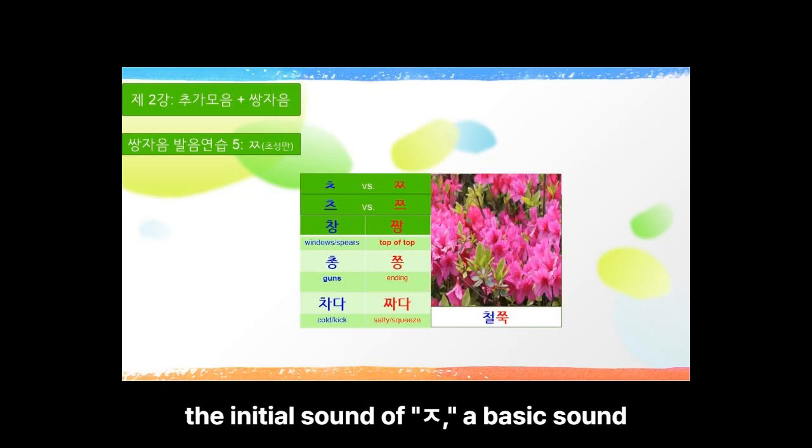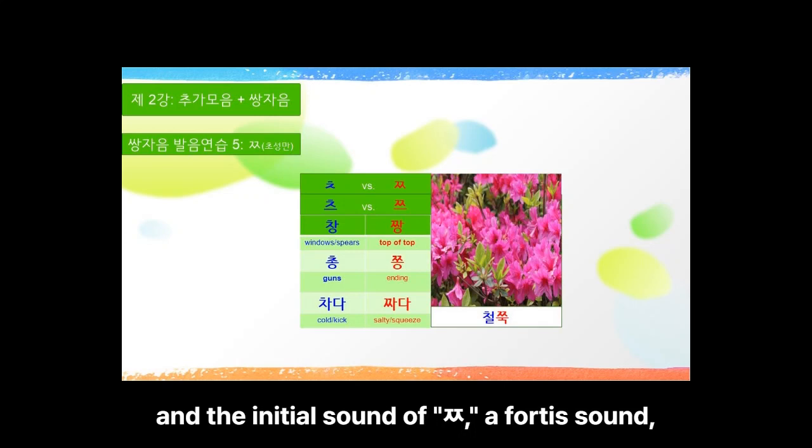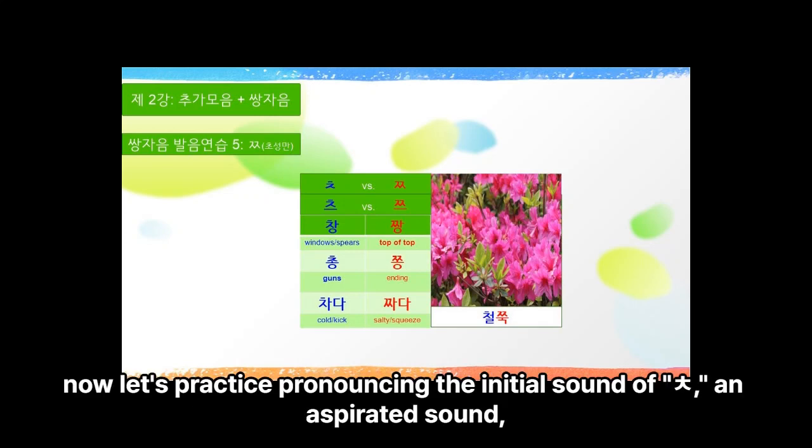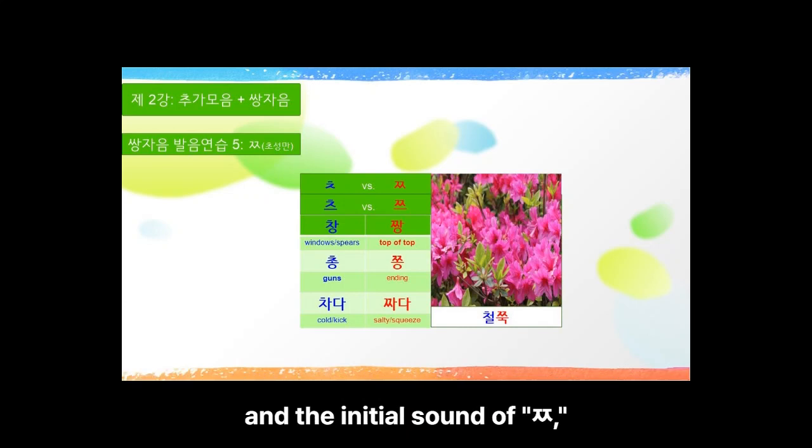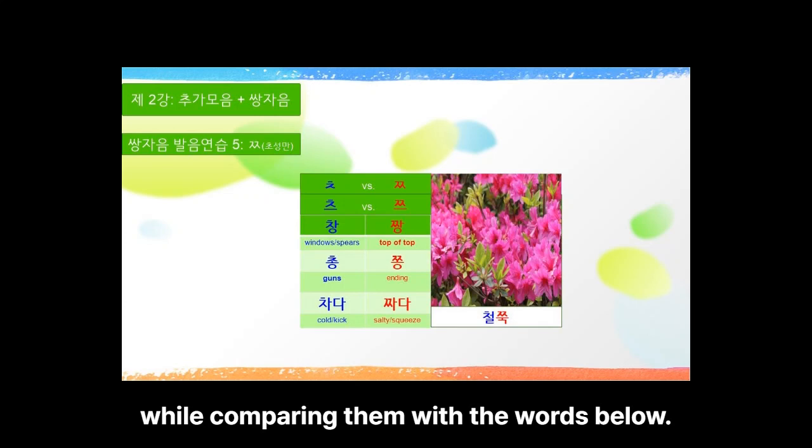If you can distinguish the initial sound of jieut, a basic sound, and the initial sound of ssangjieut, a fortis sound, now let's practice pronouncing the initial sound of chieut, an aspirated sound, and the initial sound of ssangjieut, while comparing them with the words below.